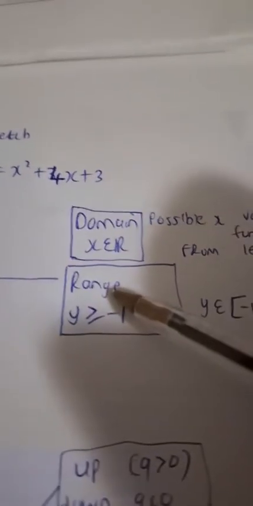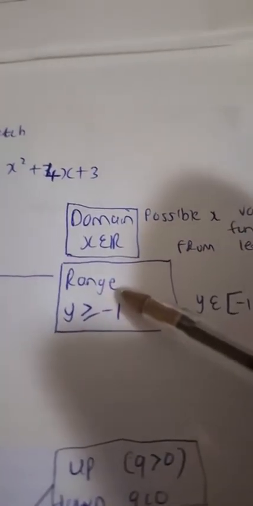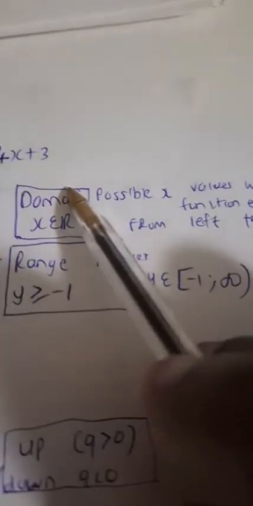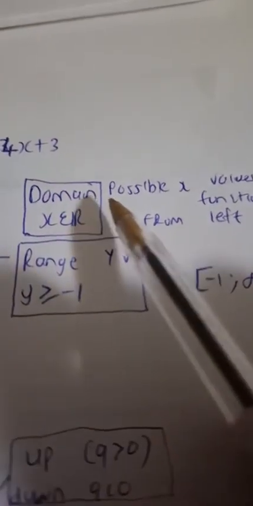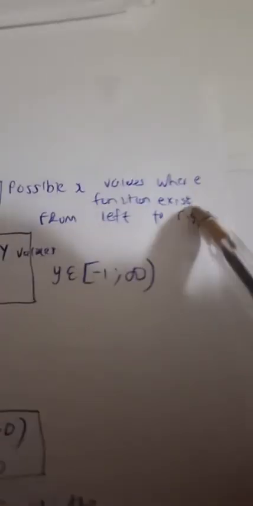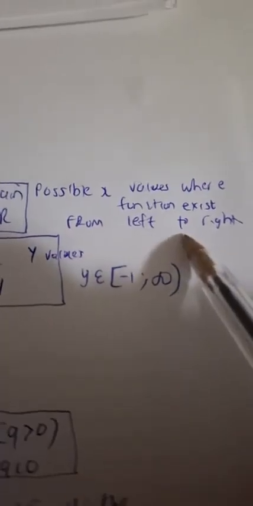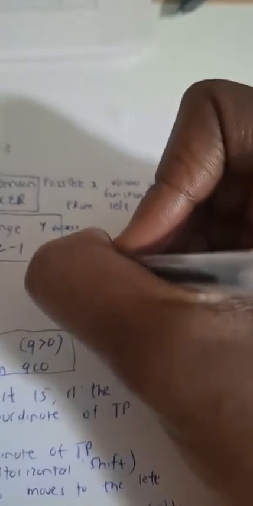Then when we look at range, we are looking at the possible, not x values this time, but the y values. That's why when you write your answer, there needs to be y. You can't be writing domain and then have x in there. No. Domain means possible x values where the function exists, and we are looking from left to right. For our range, we are looking at the possible y values.